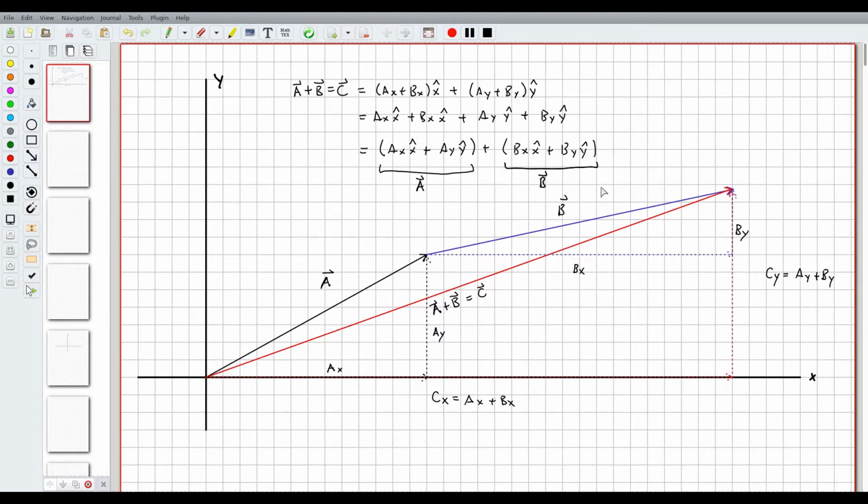So as you can see, when you add two vectors together, what you do is you break them up into components, and then you simply add the components together, and it's internally consistent. And that's how vector addition works whenever you're looking at components, which, like I said, is the preferred method of doing it in physics. So let's work an example.